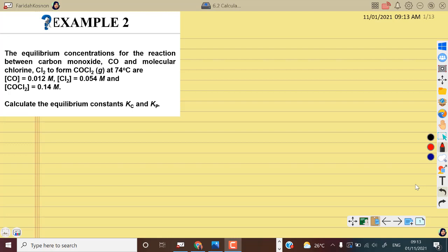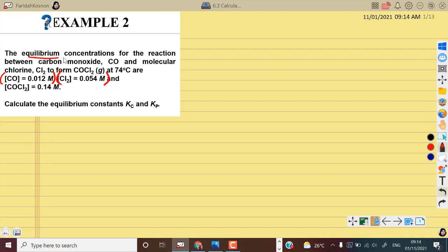Okay, so look at the first example here, example 2. Okay, you may refer to your lecture notes sebab soalan ini sama sahaja daripada lecture notes. Alright. The equilibrium concentrations for the reaction between carbon monoxide CO and molecular chlorine Cl2 to form COCl2 gas at 74 degrees Celsius are given here. So you can see you have the concentration of reactants, carbon monoxide and chlorine gas, okay, at equilibrium.